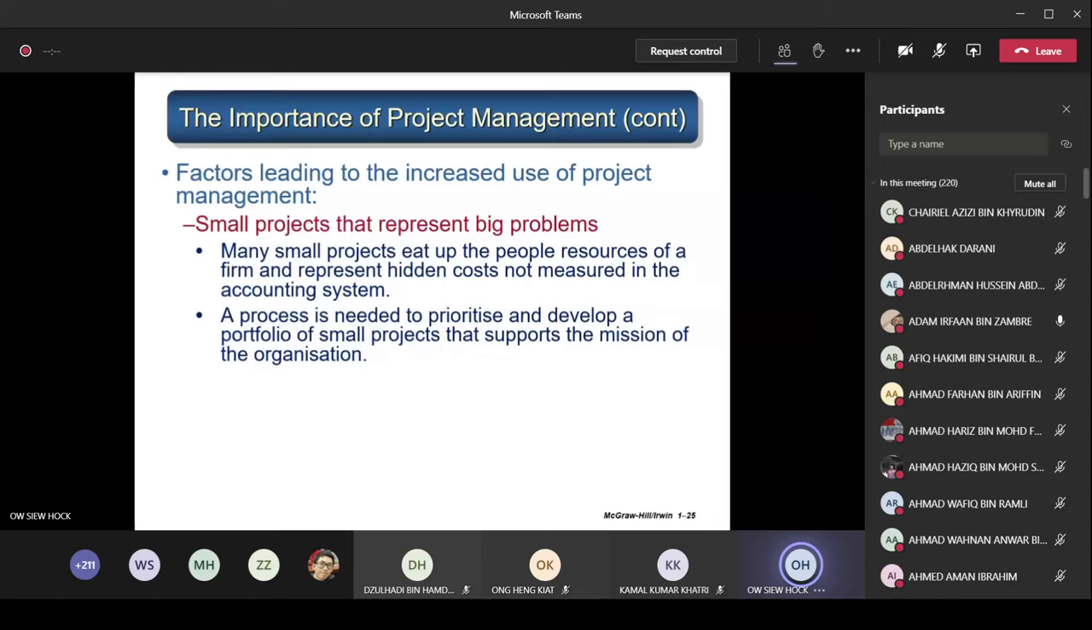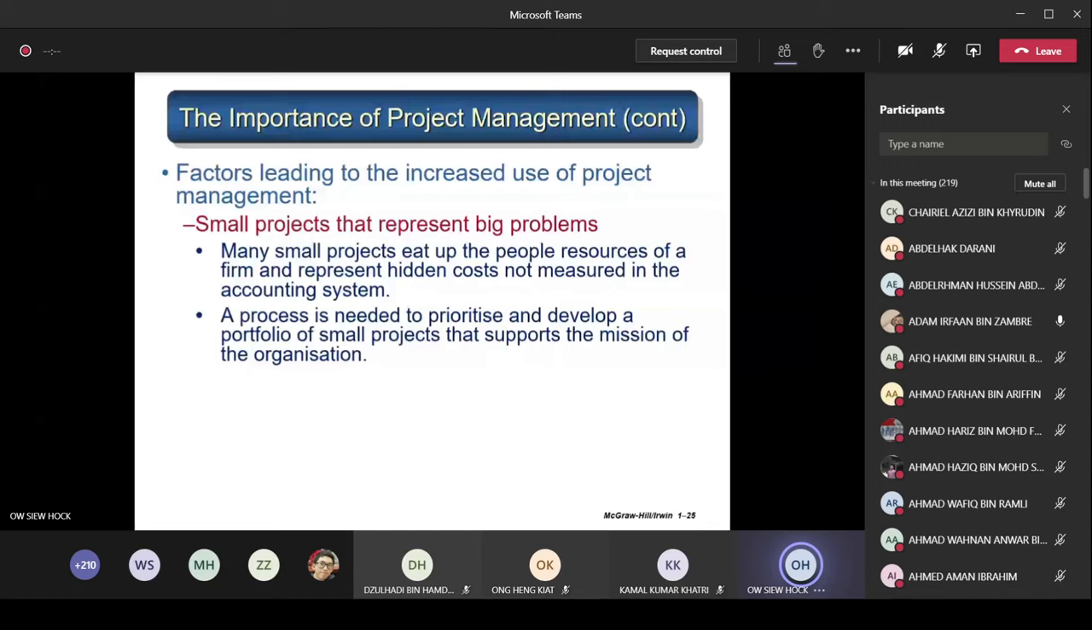A process is needed to prioritize and develop a portfolio of small projects that supports the mission of the organization. So in a company, they are not just doing one project. They have many, many projects. It's just like Apple, Sony, all these big companies. They are not doing one project. They are doing many, many projects, thousands of projects every day.